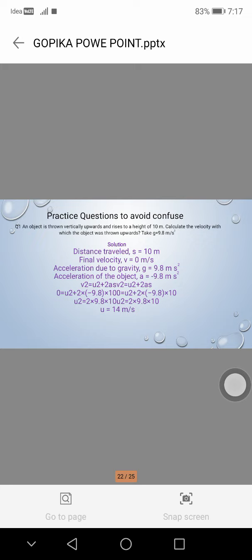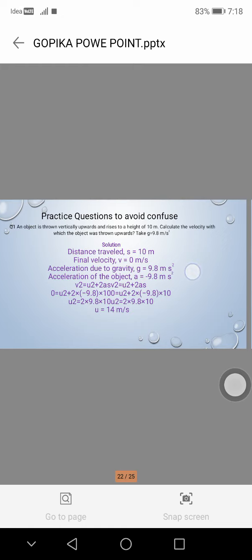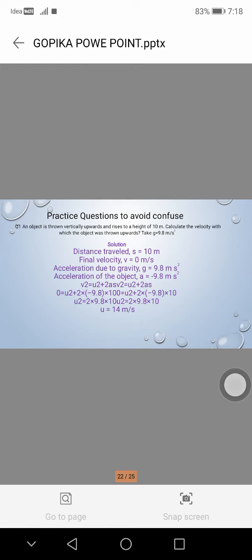Practice questions. So you may have practice questions or different questions on this chapter because it's a huge chapter. So an object is thrown vertically upwards and rises to a height of 10 meter. So first underline height is equal to 10. Calculate the velocity with which the object was thrown upwards. Take gravitation as 9.8 meters per second square. So friends, if you have another method, let me know.